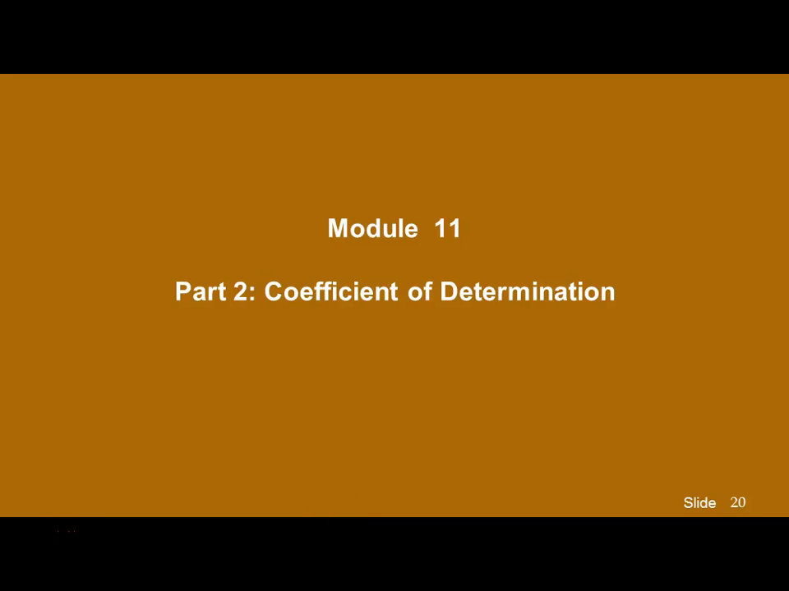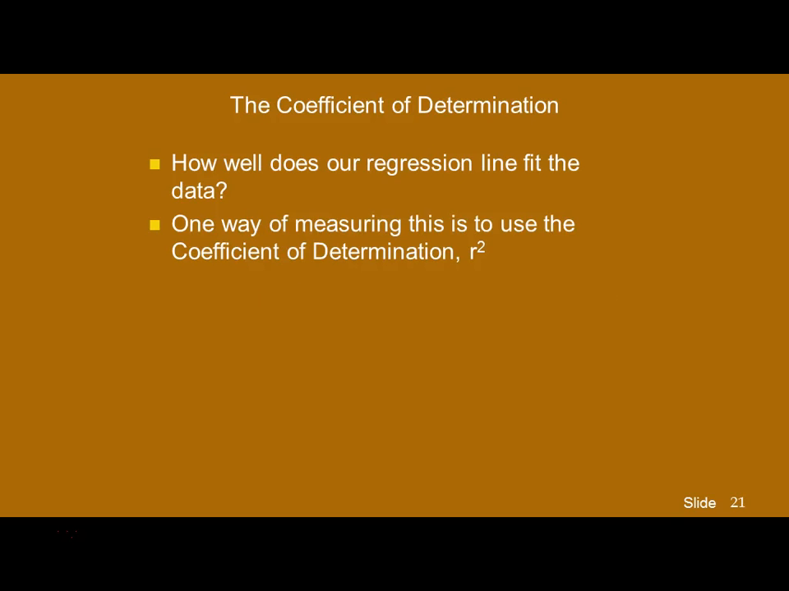Okay, let's continue in Module 11 with our simple linear regression model, and let's talk about something called the coefficient of determination. We want to ask the question, how well does our regression line fit the data? That is, do we have a good fitting relationship? One way to do this is to calculate something called the coefficient of determination, which is also called R squared. And yes, the R in there is the same R as the correlation coefficient, which we learned about much earlier.